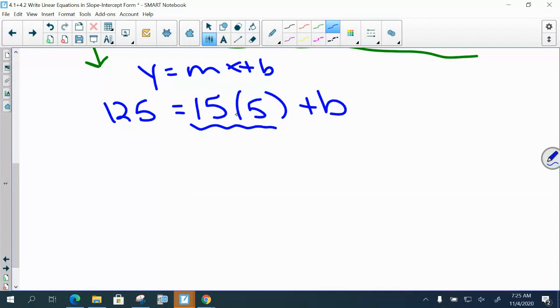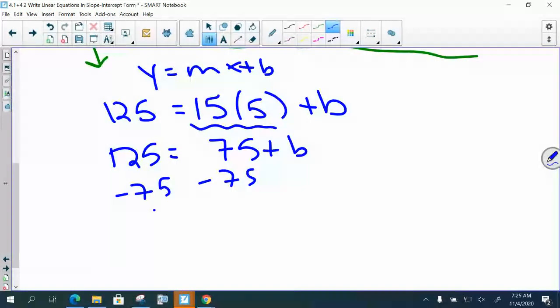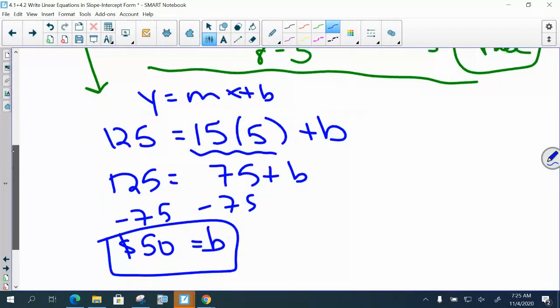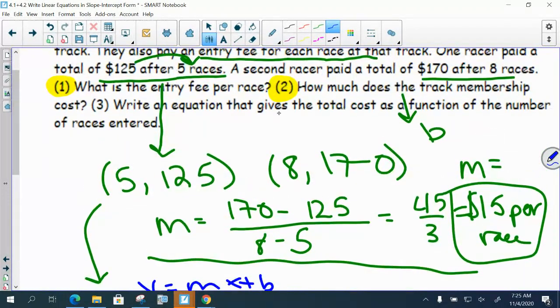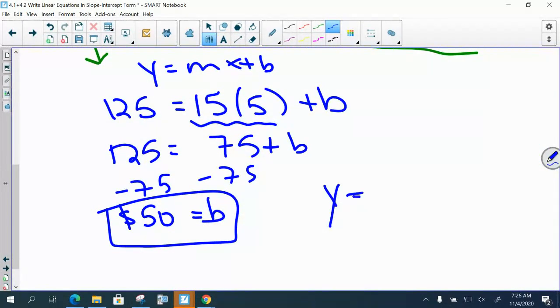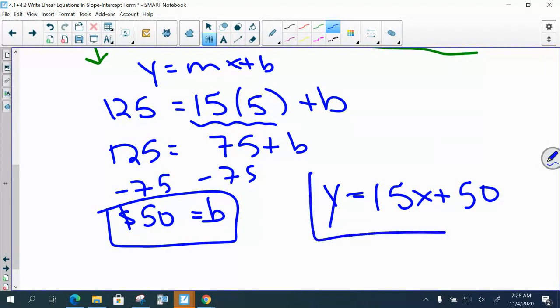Okay, so 15 times 5 is 75. Minus the 75 on both sides, and you get 50. Okay, so $50 is then the yearly membership fee. So part 3, write an equation that gives the total cost as a function of the number of races entered, which would be y equals 15x plus 50. Your fee per race plus the yearly membership fee.